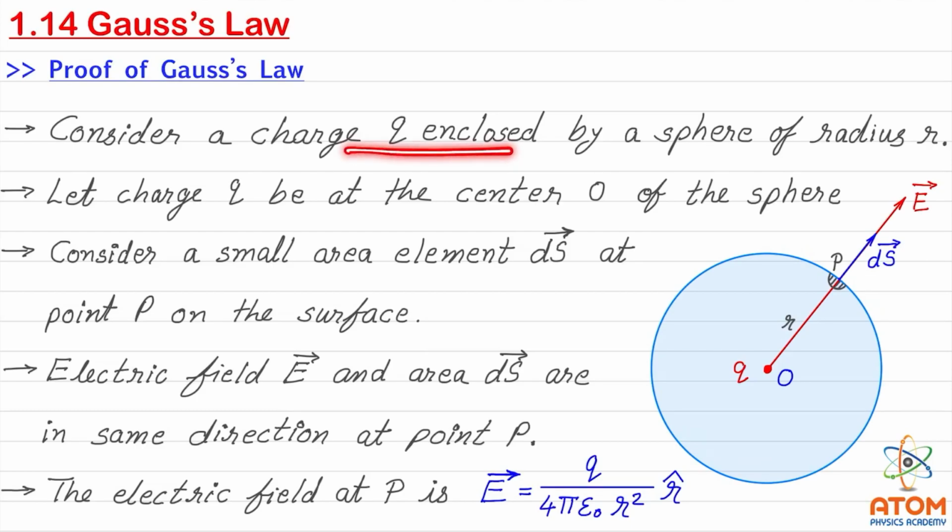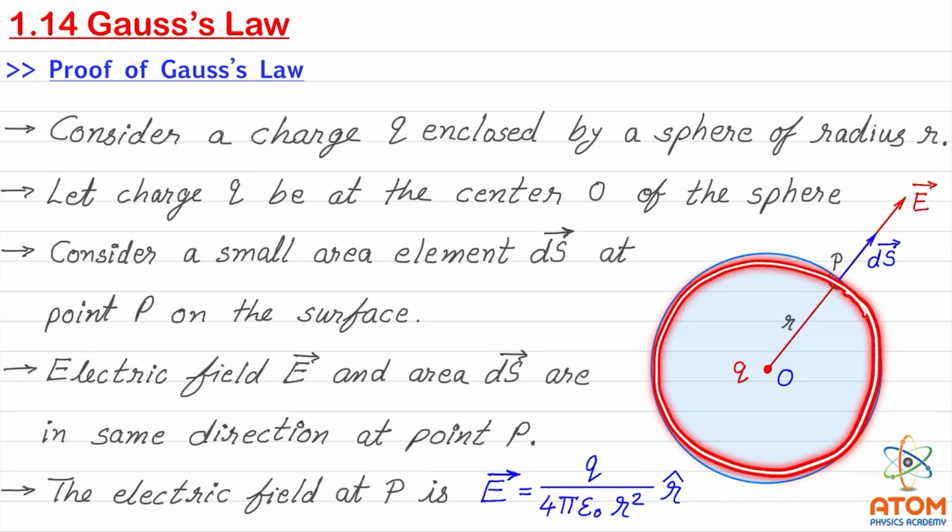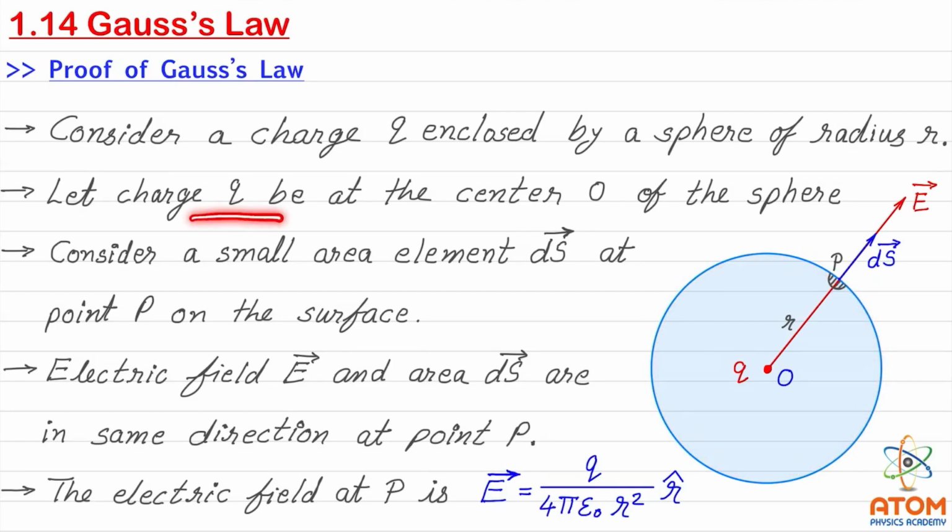Consider a charge q enclosed by a sphere of radius r. Here you can see this is a charge q and here is a sphere of radius r. Let this charge q be at the center O of the sphere. Obviously here the charge is kept at the center of the sphere. Consider a small area element ds at point P on the surface. Now here is a spherical surface as a whole. On that you have to consider this small area element, that is ds.